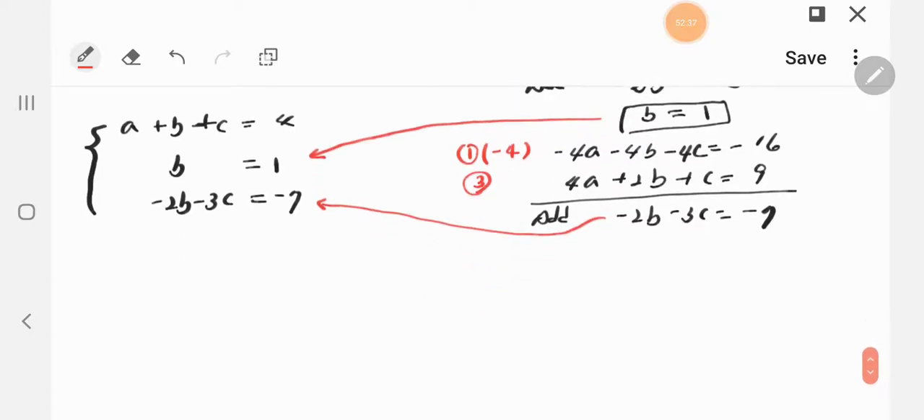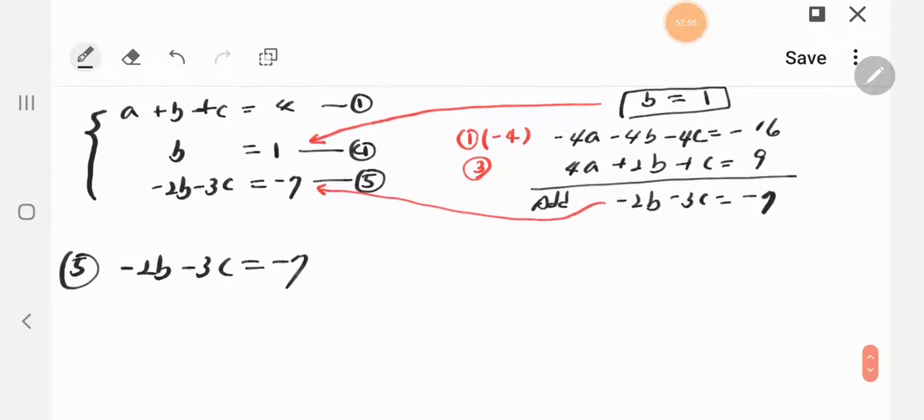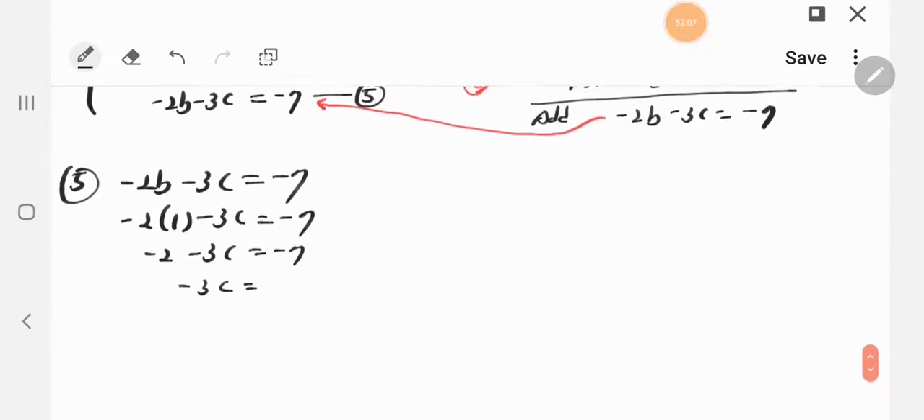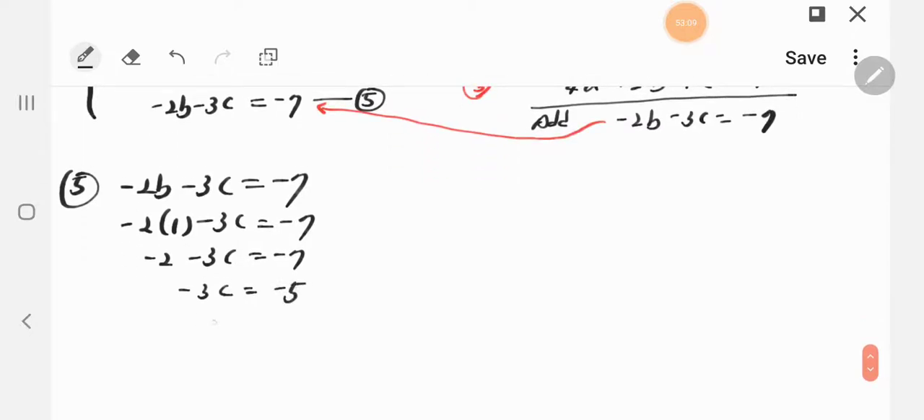So from this, we already found the b value, and then we can find the c value from the third equation. Let's say this is equation 1, equation 4, and this is equation 5. From the fifth equation, let's find c. The b value is 1, so negative 2 times 1 minus 3c is equal to negative 7. So negative 2 minus 3c is negative 7. Then negative 3c is equal to plus 2 each side.